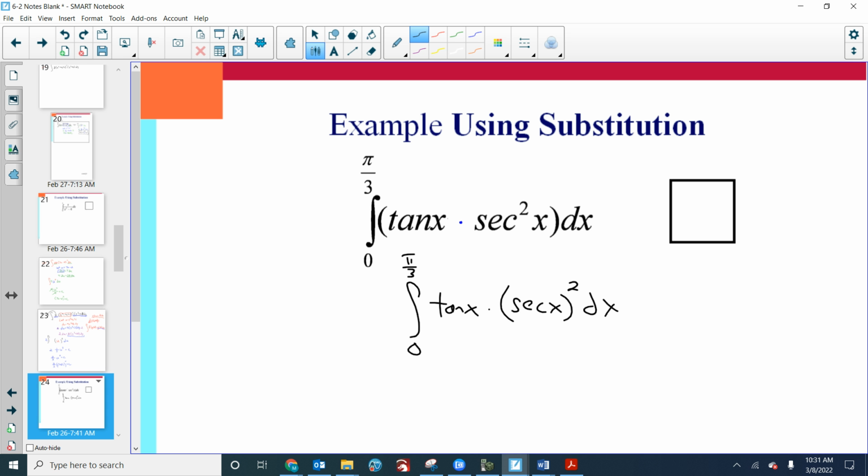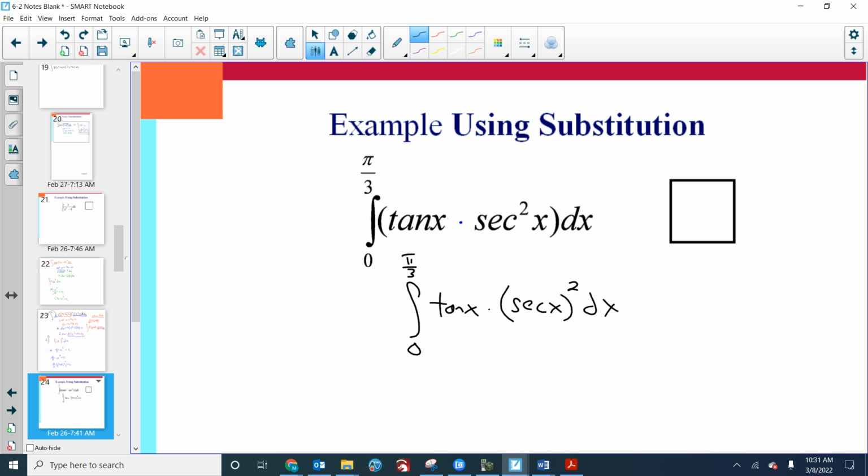So here's what you should be running through your mind right now. If I let u equal secant x, what's the du going to be? Is it going to encompass the rest of the stuff in there? Or if I let u equal tangent of x, is it going to encompass the rest of the stuff in there? You got to know your derivative rules.